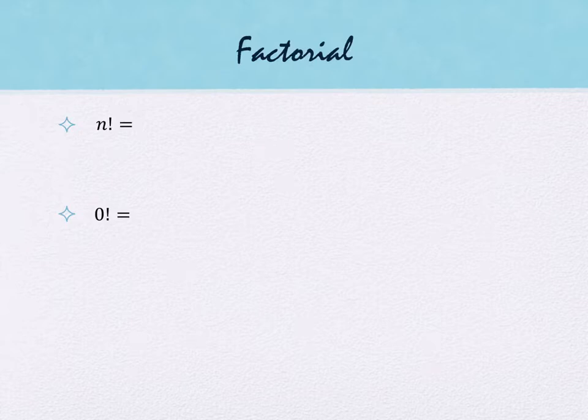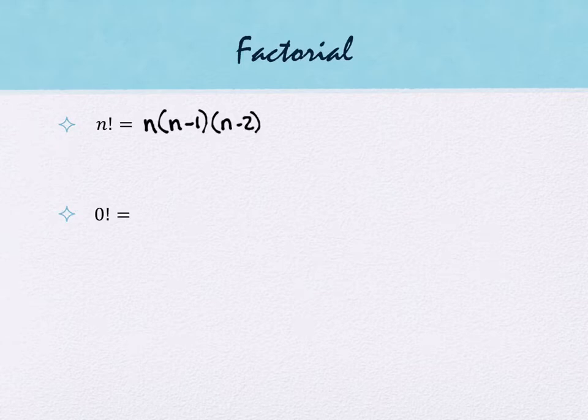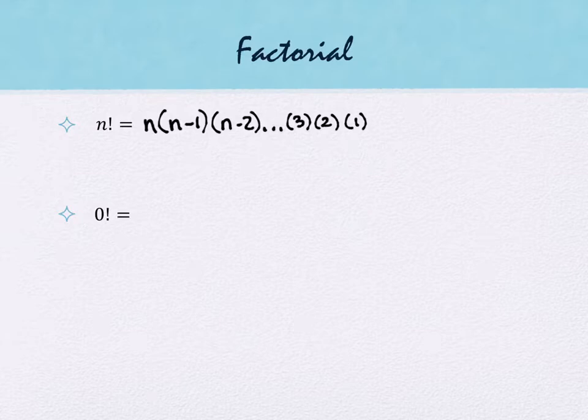And the definition of n factorial means you take that value n and you multiply it by one less than that number, and then one less than that number. And you keep going all the way down until you multiply it by 1. So it's this series of decreasing multiplication factors till we get to 1.